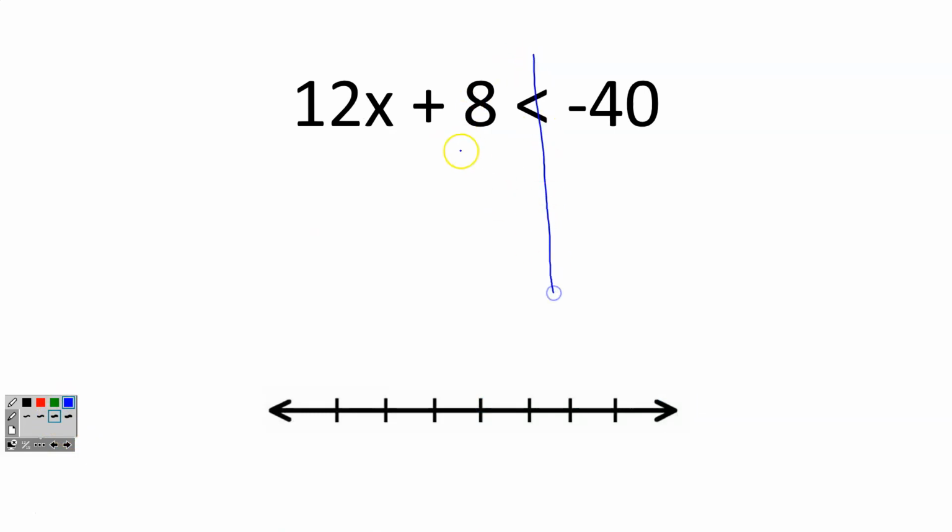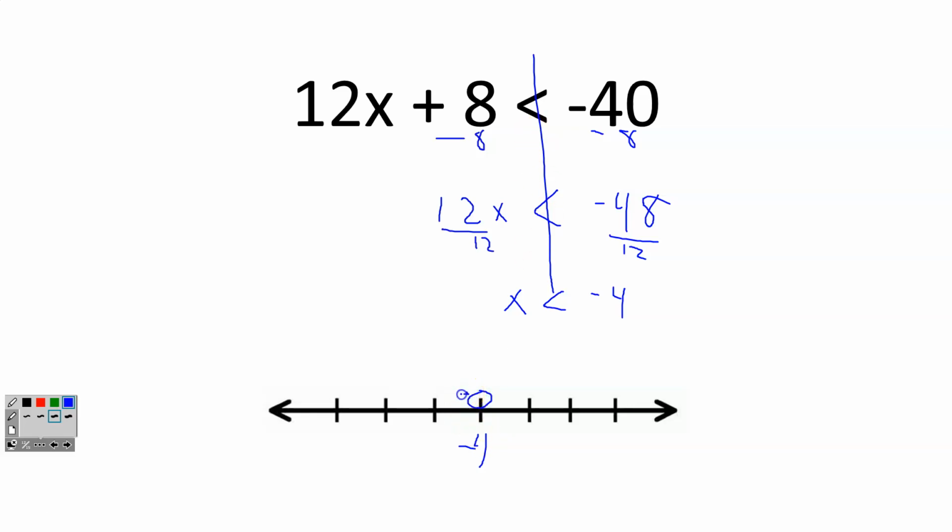Draw our fence. We're going to subtract 8 from both sides. That's going to give me 12x is less than negative 40 minus 8. Be careful. That's actually going to give me a negative 48. Make sure you use your calculator on that one. We're going to divide both sides by 12. And we end up with x is less than negative 4. So if negative 4 is right here, it's going to be an open circle because it's not equal to, and it's going to go in this direction.